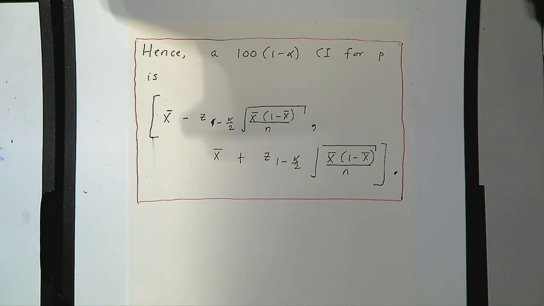Yeah? Okay. All right, so just to summarize, we have talked about 4 confidence intervals. One is the confidence interval for the population mean when the variance is known. 2 is the confidence interval for the population mean when the variance is unknown. 3 is the confidence interval for the population variance. And 4 is the confidence interval for the population proportion, right?